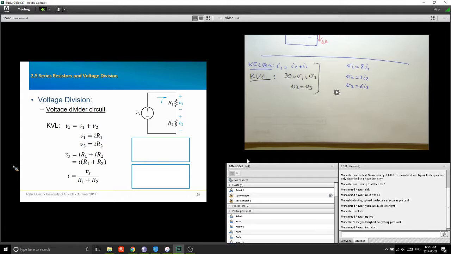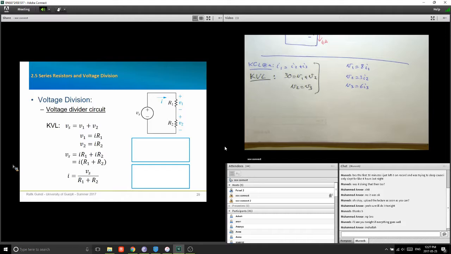KVL says, if you go around this loop, Vs is a voltage rise, V1 is a voltage drop, V2 is a voltage drop, you end up having that first equation. Vs is equal to V1 plus V2. Second equation, Ohm's law, V1 is IR1. And because those two resistors are in series, then it's the same current I, right? So we don't say I1 and I2, we just say current I. And then the second voltage V2 is equal to IR2.